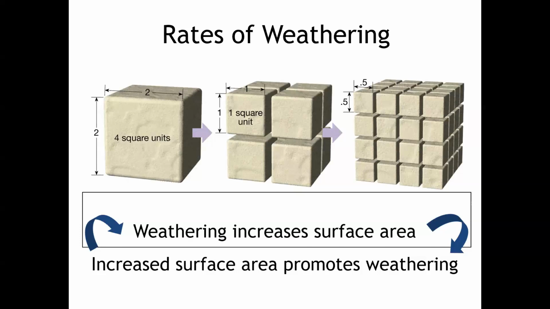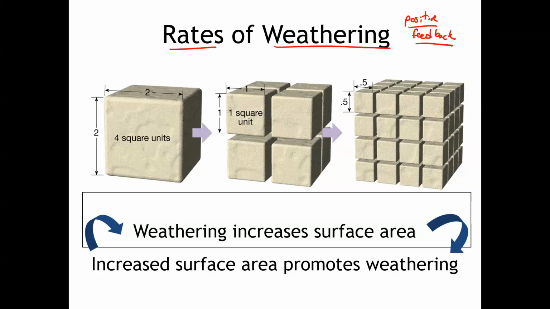I want to talk about just a little bit of quantitative information here, and talk about the rate of weathering and how it's an example of what we call a positive feedback, which means that once it gets started, it quickly snowballs.